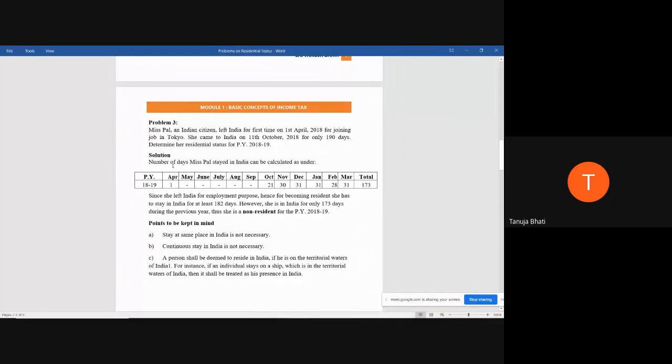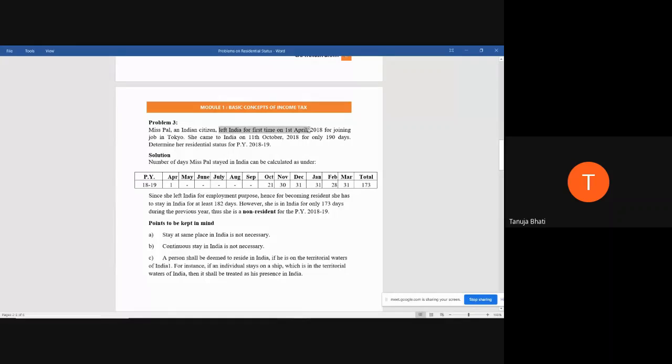First, to check 182 days, we have to calculate the days. So let us see it in the form of a table. The previous year they have given is 18-19, means the relevant previous year is 18-19. The exception to section 6 subsection 1 says that his stay in the previous year should be at least 182 days. If it is 182 days, he is a resident. If it is not 182 days, she is a non-resident. So we start from April 2018. As I told you, previous year always starts from April and ends in March.